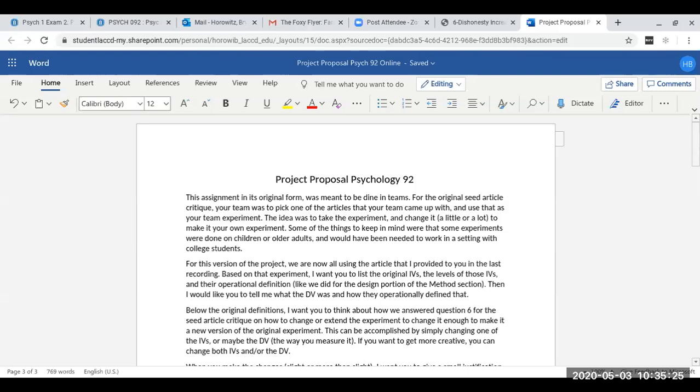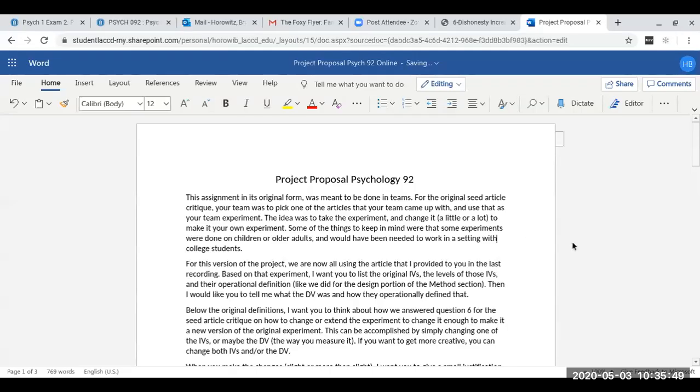Since you guys are working by yourselves and you're only proposing a hypothetical experiment that you are going to make up based on this, then you have the creativity at your own fingertips, but you don't have to do as much as you would have done in groups. So this assignment in its original form was meant to be done in teams. I'm going to have to try and change that if I can.